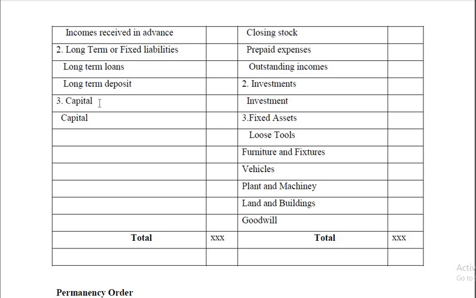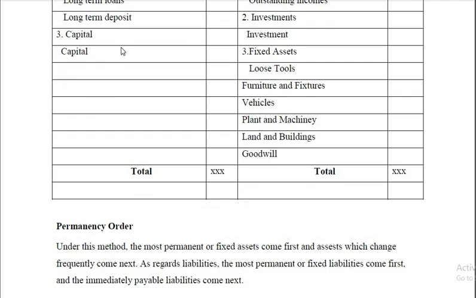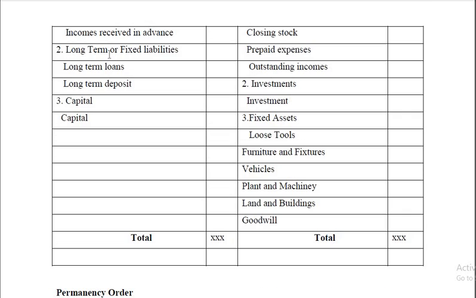So trading account is prepared to find out the gross profit or gross loss, and profit and loss account is prepared to find out the net profit or net loss. And balance sheet is prepared to know the financial position. It is a statement of assets and liabilities as on a particular date. And you prepare that with the help of real accounts as well as personal accounts.